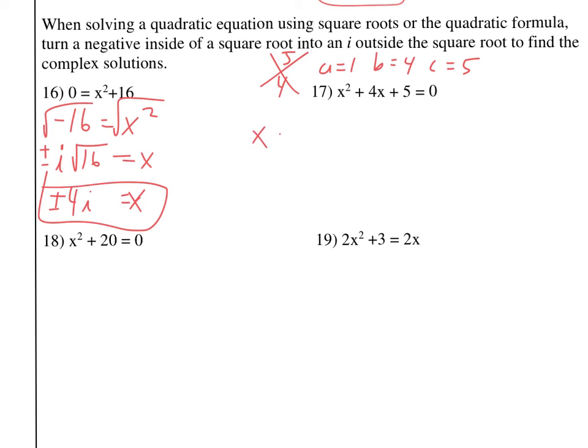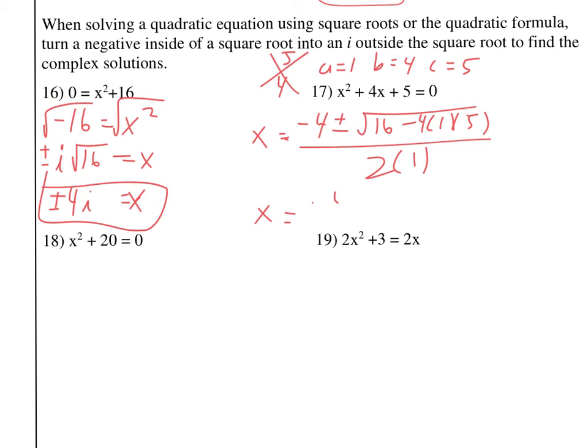So quadratic formula, we get x equals negative b plus or minus the square root of b squared, which would be 16, minus 4 times 1 times 5, all over 2 times a. So then that would be negative 4 plus or minus the square root of, this would be 16 minus 20, so that is negative 4, over 2.